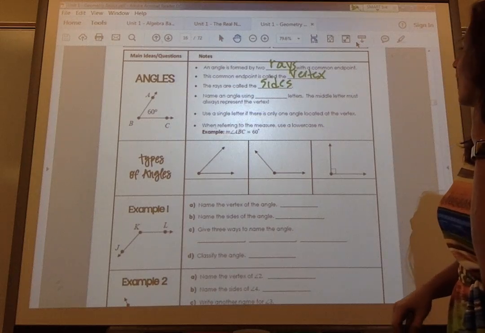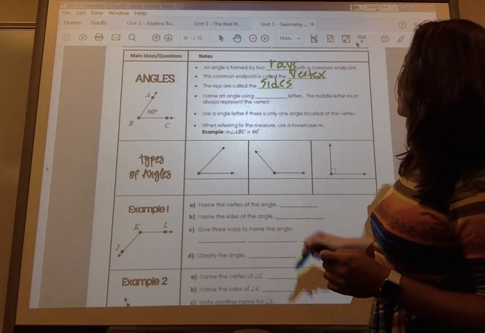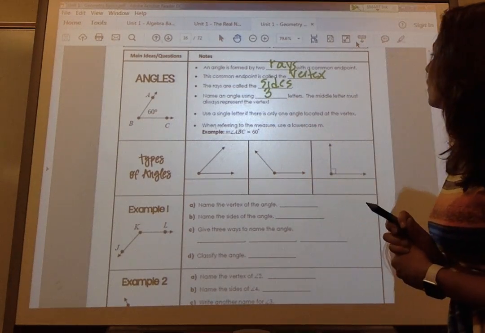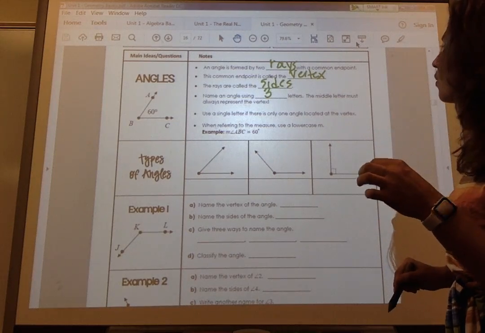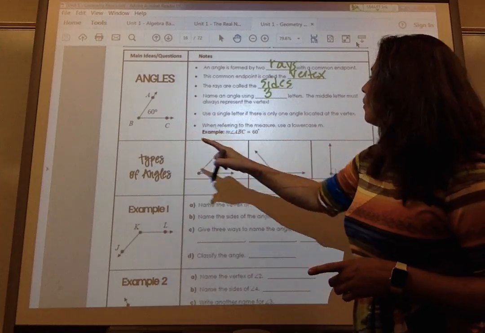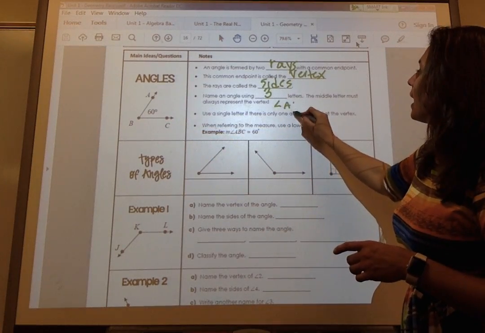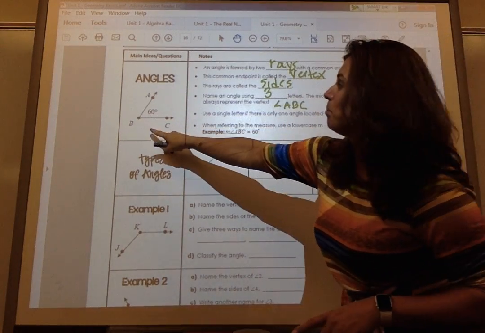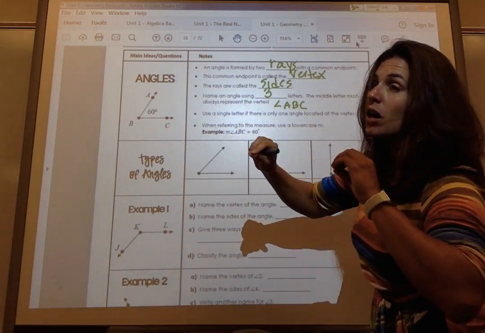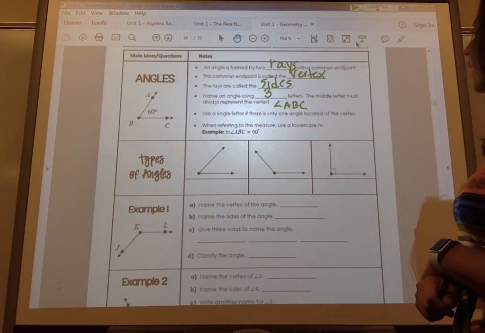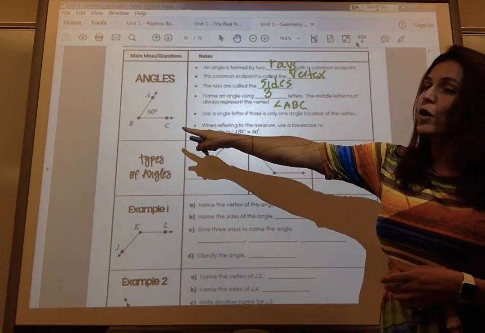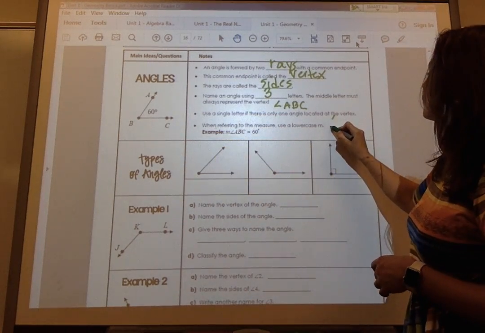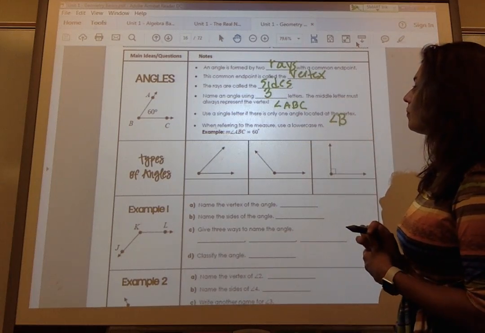If I want to name an angle using three letters, the middle letter must always, always, always represent that angle. So if I'm naming this angle, I would say angle ABC, and B is the vertex. That's that common endpoint that we talk about. If there's only one angle, it is absolutely okay to use the vertex as that angle. So I could also label it angle B.